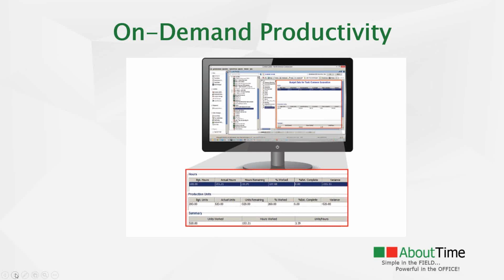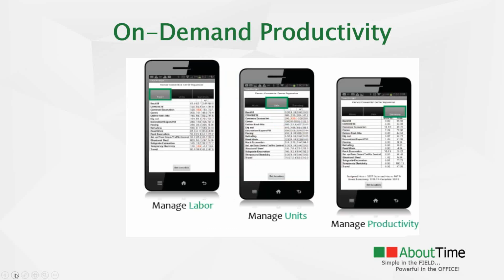You can also see from the device, by pulling it up, exactly where things are in regards to that estimated budget. Here's an example of on-demand productivity, where you can see your hours worked by individuals. You can see units produced by individuals, or if you would like both, you can see both. However you would like to have it addressed to you, you can see it that way.